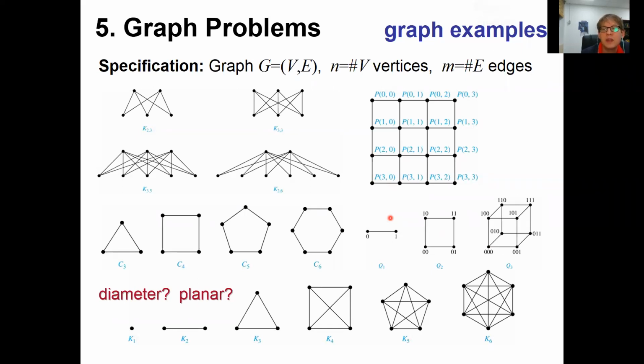Recall our mathematical definition of the edges of a hypercube graph. The hypercube graph of dimension d has degree d, so it's a regular graph. Every vertex has the same degree d.